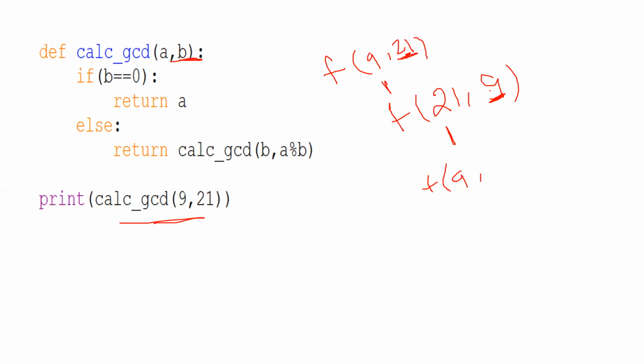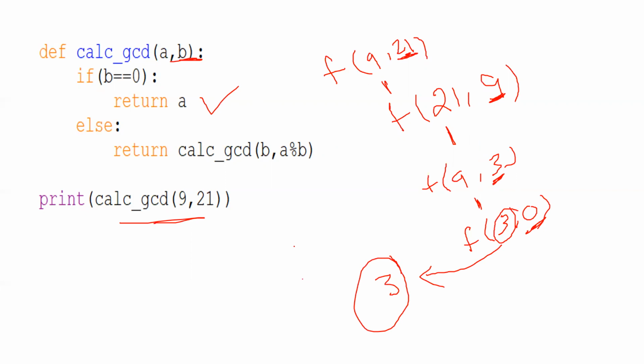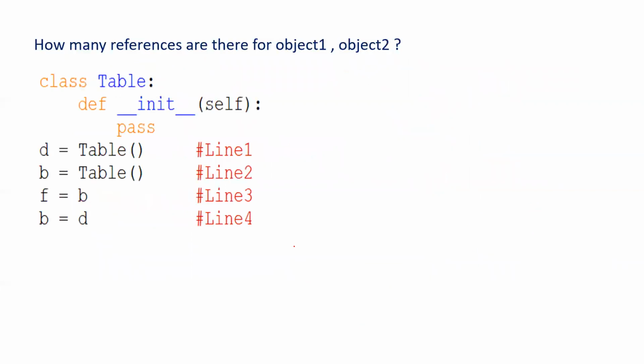21 mod 9. 9 2s is 18. So remainder will be what? 3. Now again, is b equal to 0? No. In that case, GCD of b comma a modulo b. 9 mod 3. 0. Now it will be 0, right? So in that case, you will return a. So the GCD of 9 comma 21 will be 3. In this way, you need to trace the recursive functions.